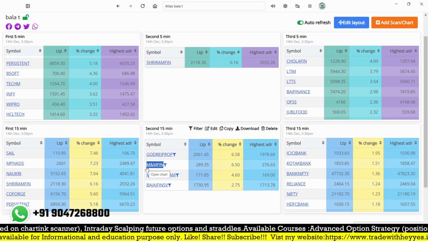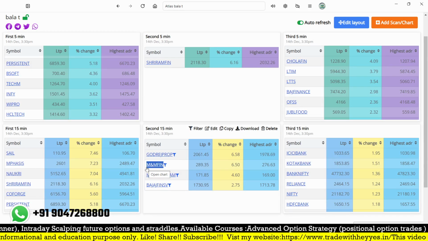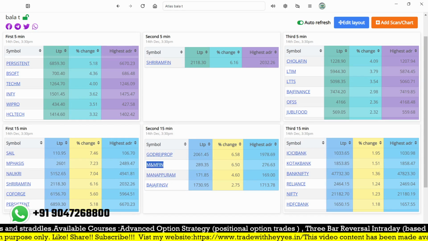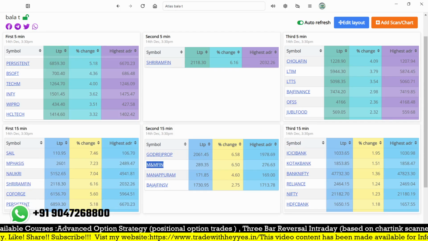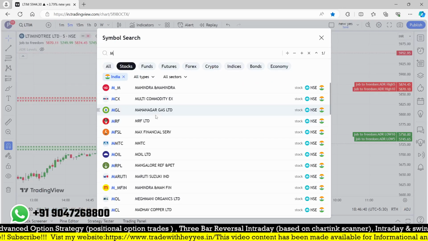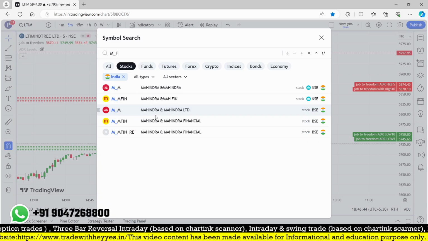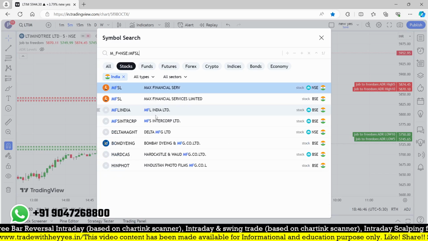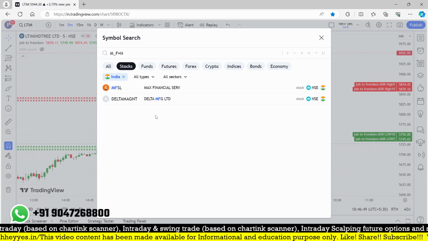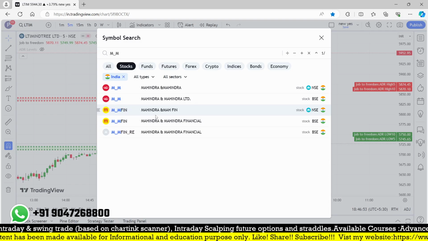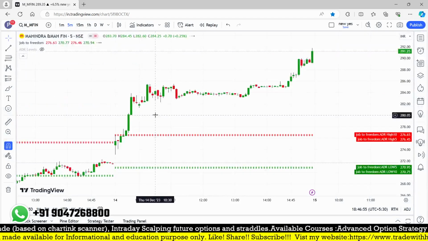I saw there was a trade which I had taken, but due to some classes I missed out on this trade in the morning. M&M Finance, I'll show you what I did for this M&M Finance. I took it, this one.